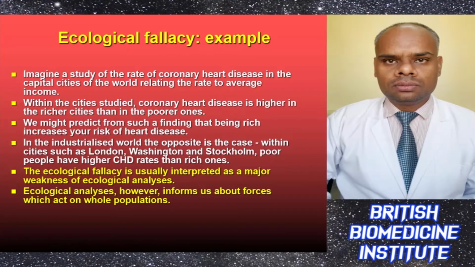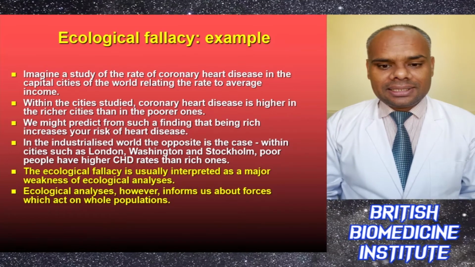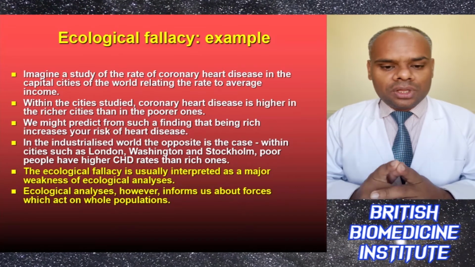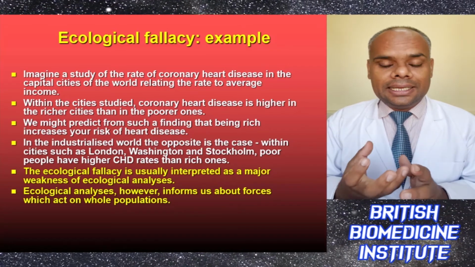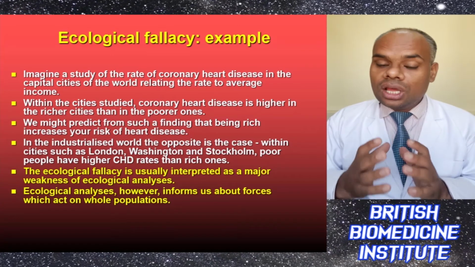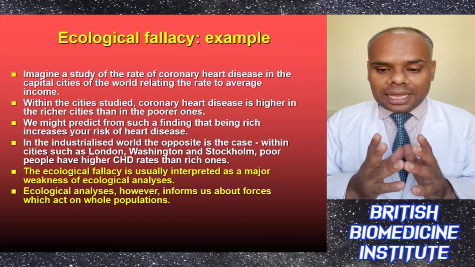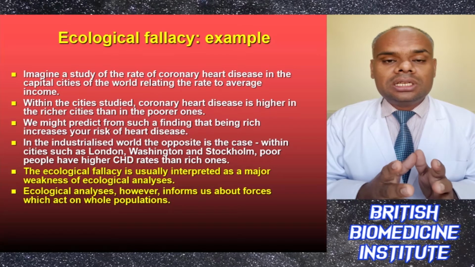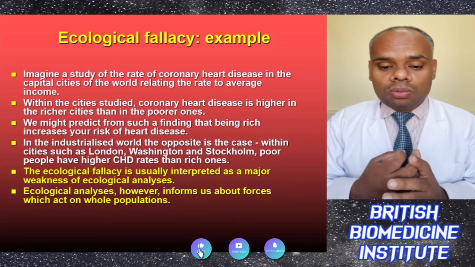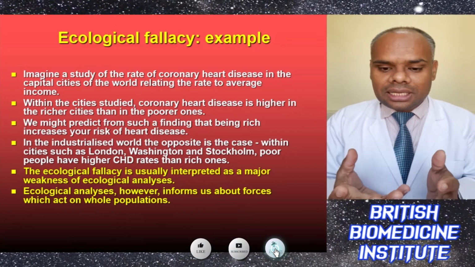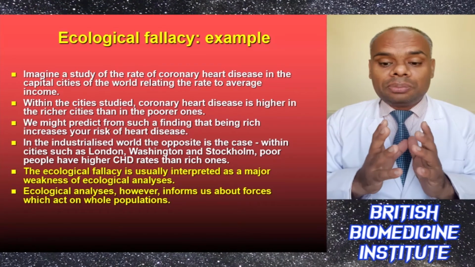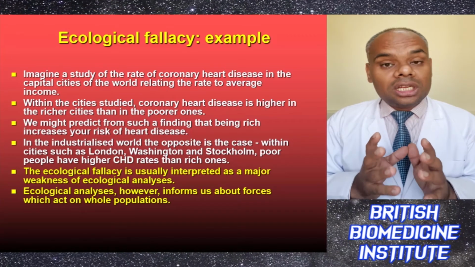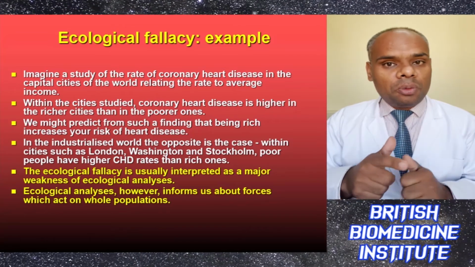So under ecological fallacy, imagine a study in the developing world of CAD, coronary artery disease, in capital cities related to the average rate of income. Suppose within the city study, we want to explore whether CAD is higher in rich cities than in the poor ones. We might predict from such a finding that being rich can increase the risk of heart disease. Whereas in the industrial world, the opposite is the case. Within cities such as London, Washington, Stockholm, poor people have higher CHD, coronary heart disease, than the rich ones. And the ecological fallacy is usually interpreted as a major weakness of ecological analysis. Under ecological analysis, however, we are informed about the forces which act on the whole population.